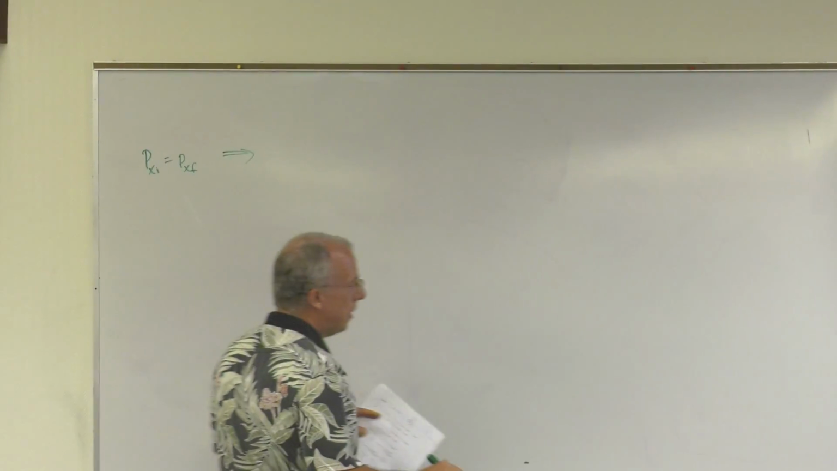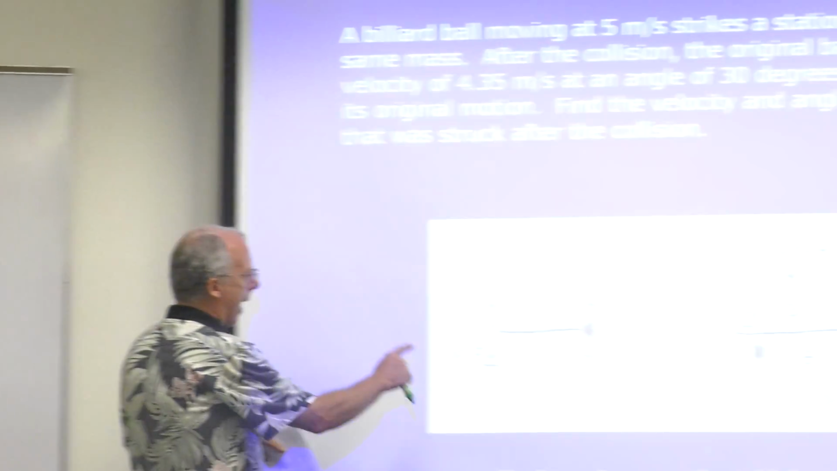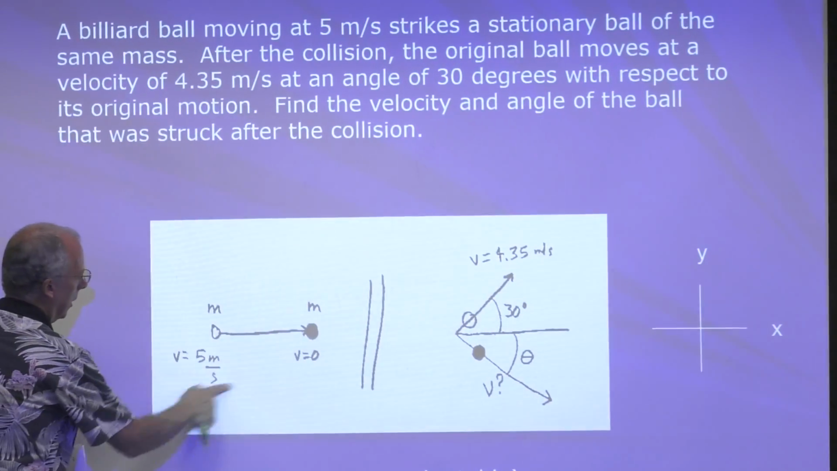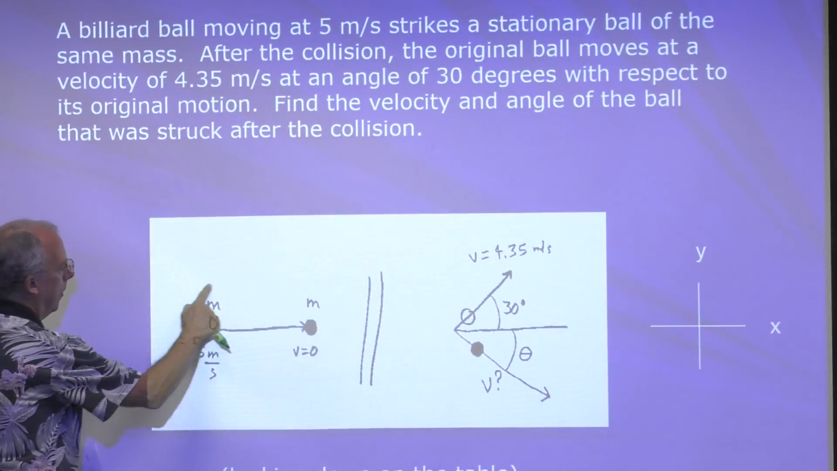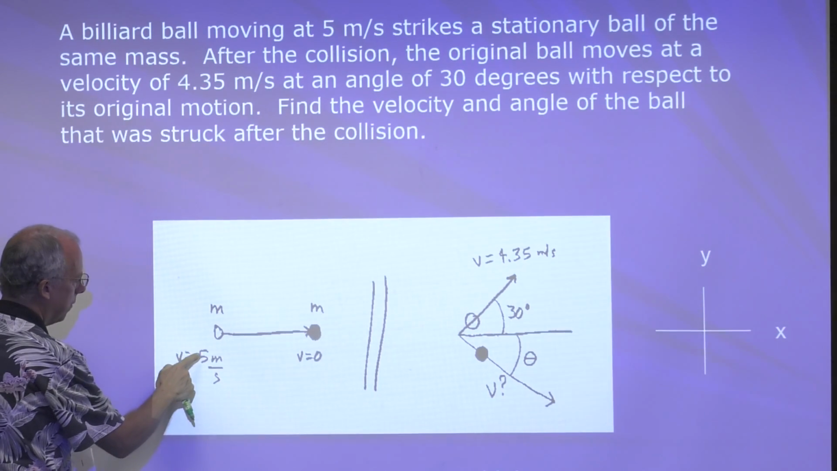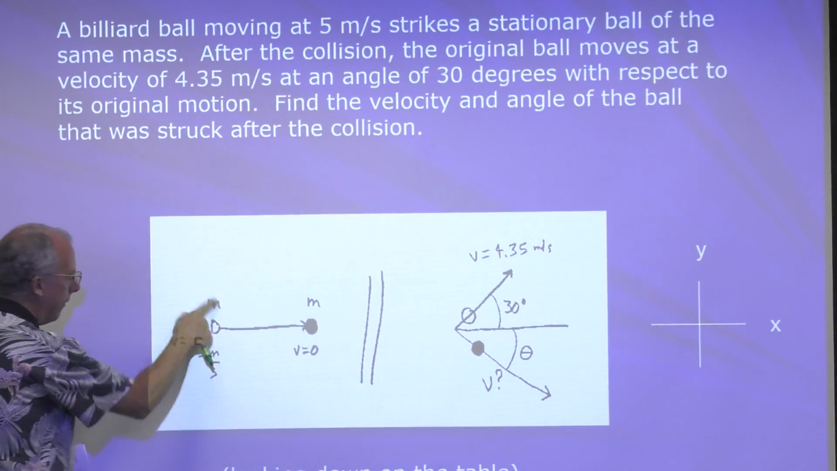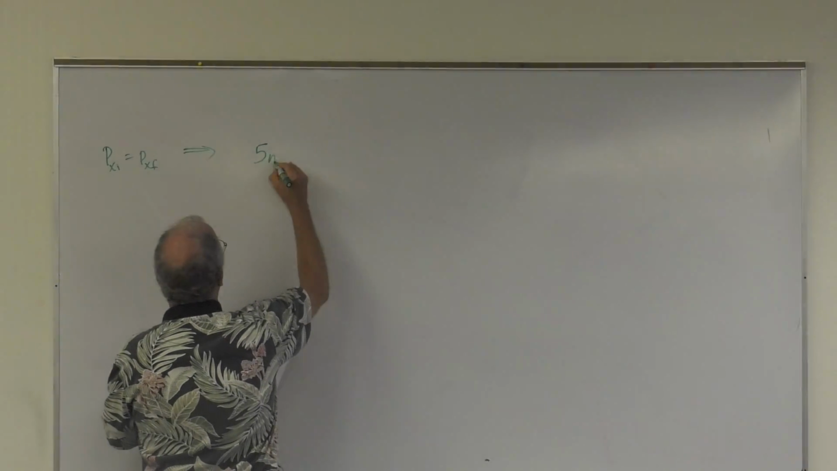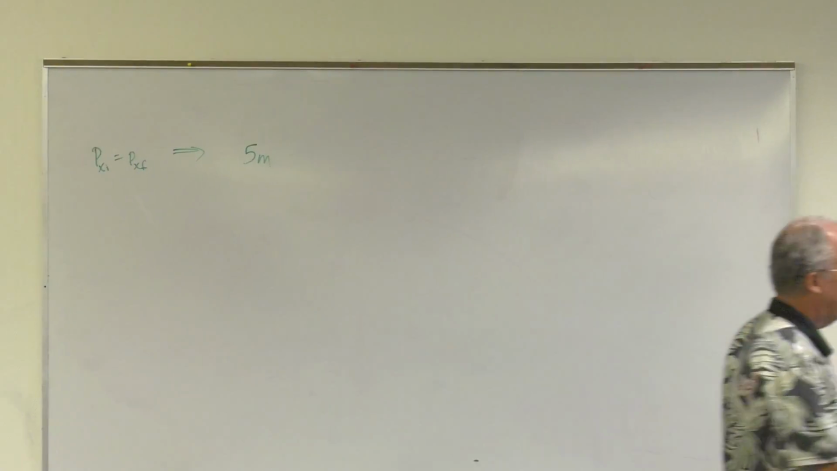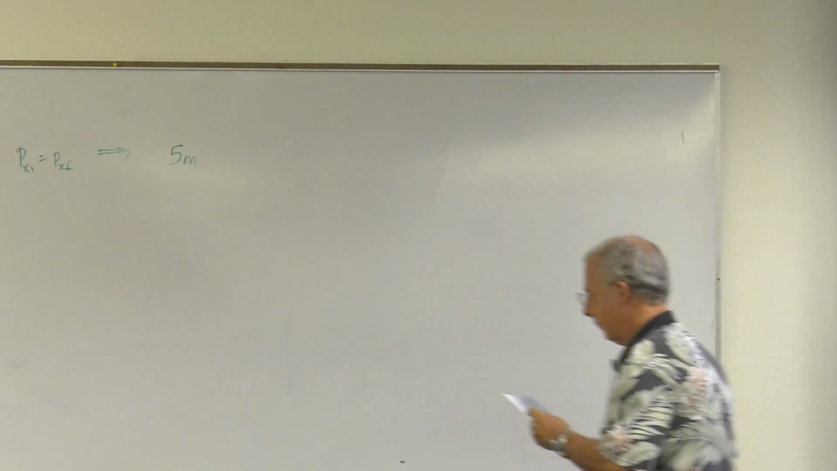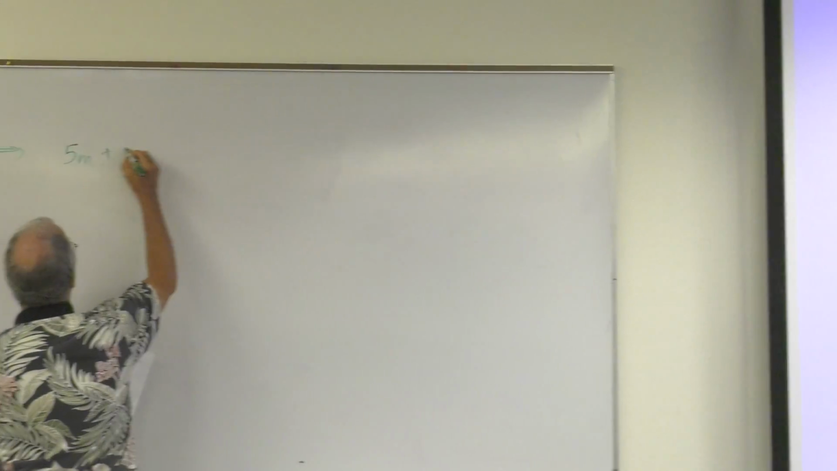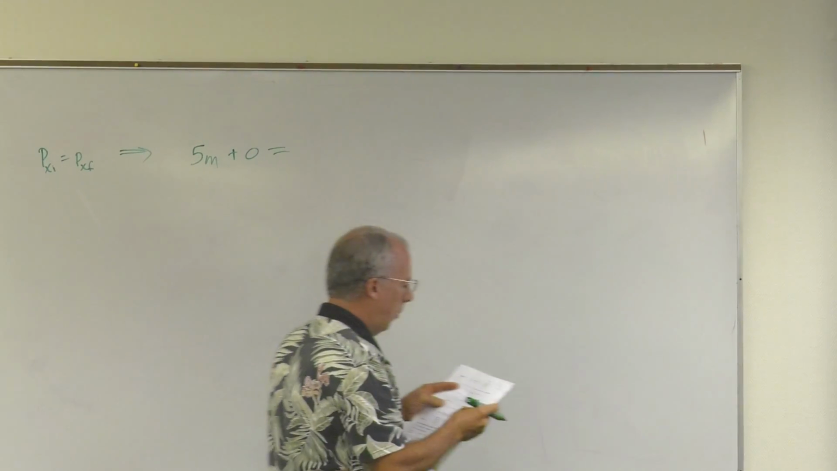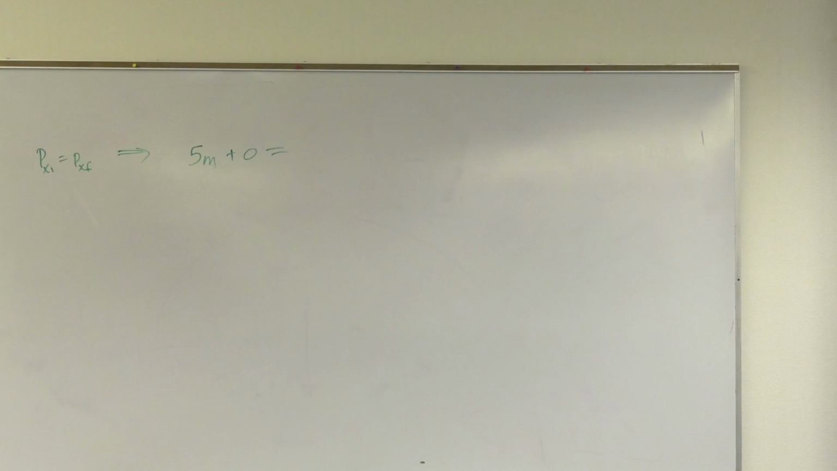Okay, so what's the initial momentum? So mass times velocity. Again, no units. So the mass is m, velocity is 5. So the momentum is 5m. So 5m. What's the momentum of this guy? 0. Okay, all right, this is along the x.